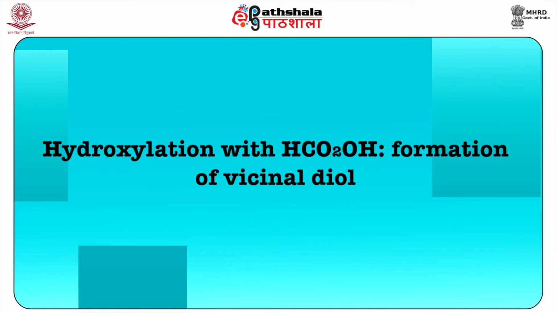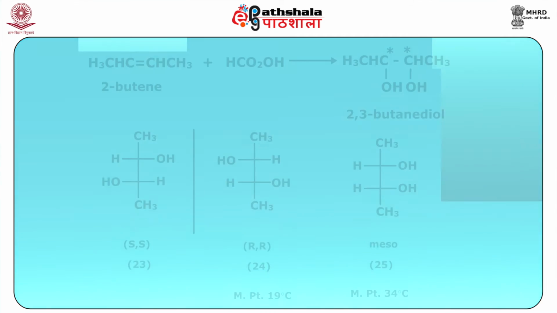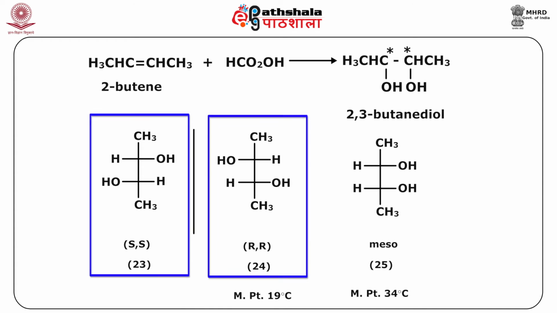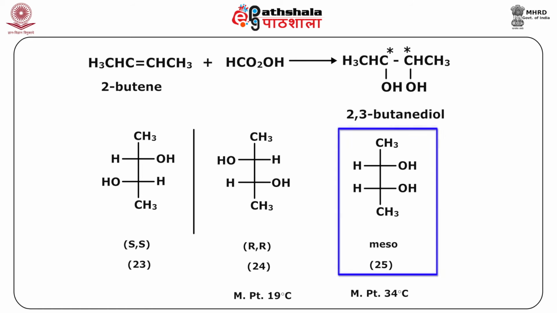Hydroxylation with HCOOH, formation of vicinal diol. Oxidation with HCOOH gives the opposite product, meaning oxidation of cis-2-butene with HCOOH gives SS and RR 2,3-dihydroxybutane, and oxidation of trans-2-butene with the given reagent gives meso 2,3-dihydroxybutane.